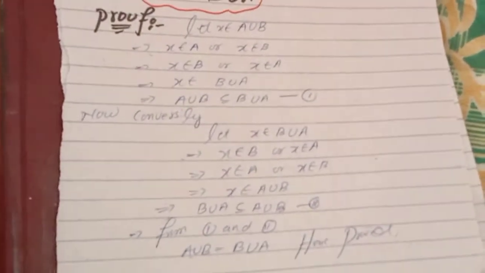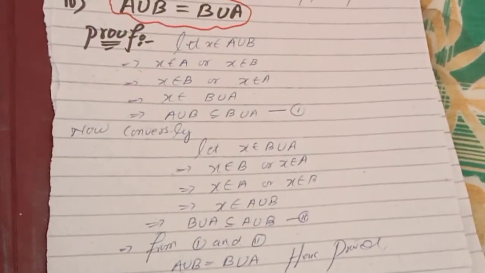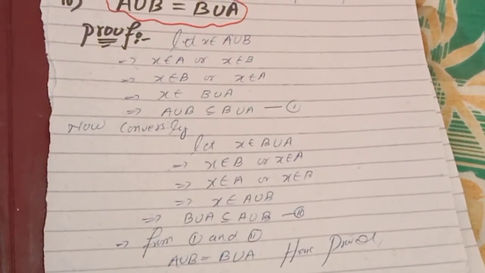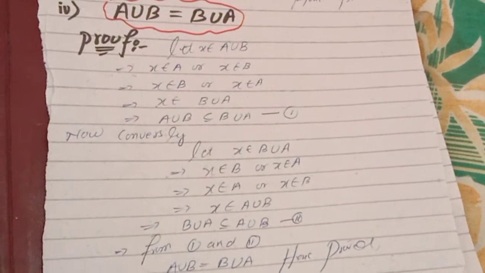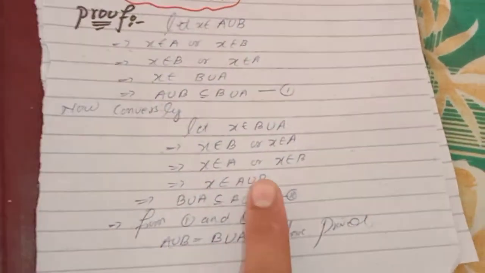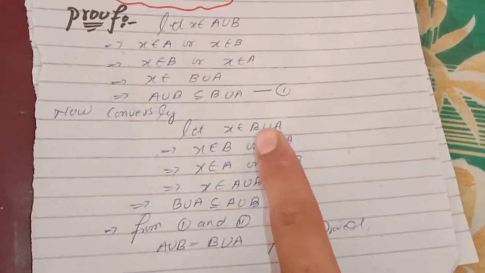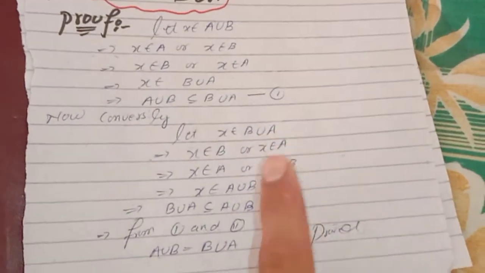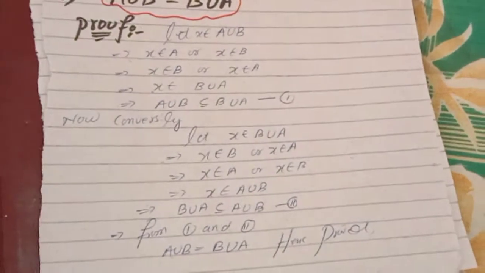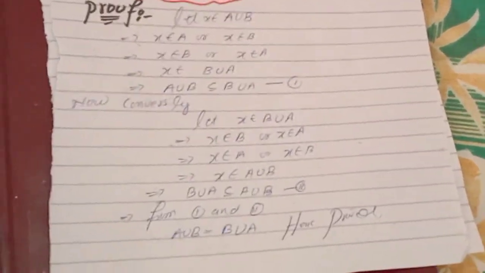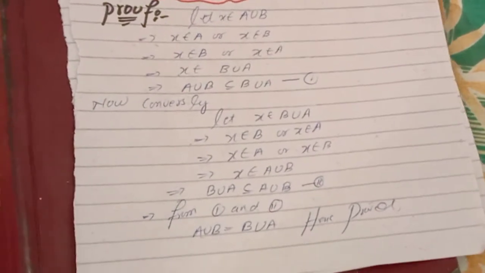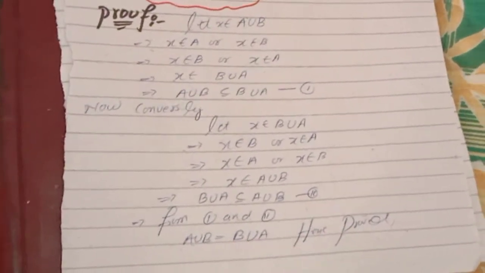This is 1. Now conversely, let x belong to B union A. This implies that x belongs to B or x belongs to A. This implies that x belongs to A or x belongs to B. This implies that x belongs to A union B. We take an element in B union A and it returns in A union B. This means that B union A is a subset of A union B. So from the property of equality of two sets, from 1 and 2, A union B is equal to B union A.